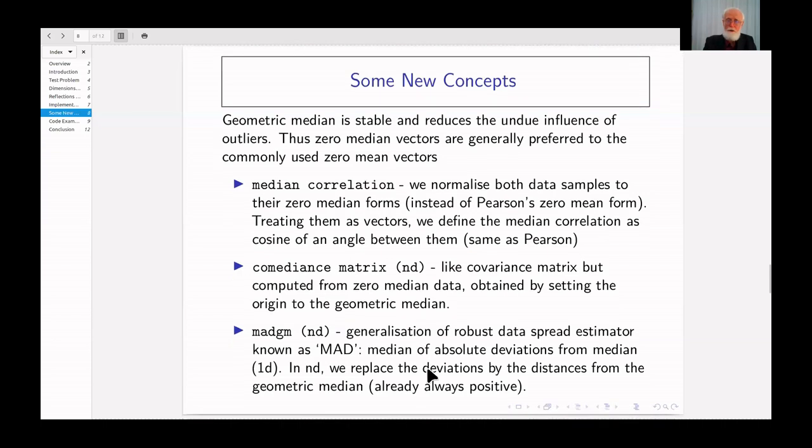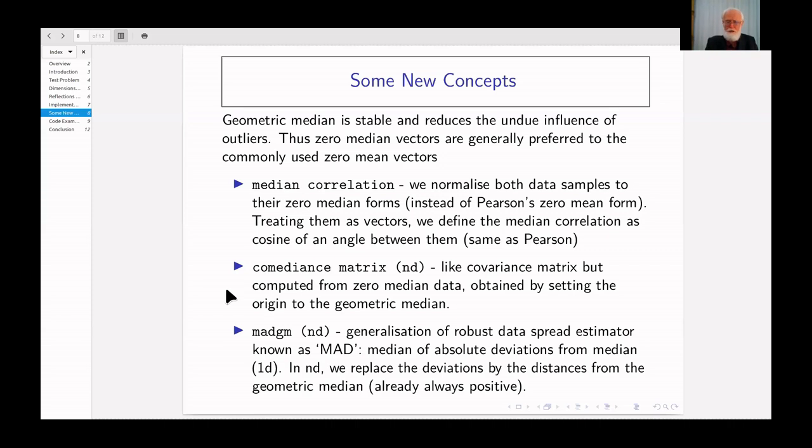All right, I'll introduce some new concepts in this great median correlation as opposed to, say, Pearson's correlation, where in effect we subtract the medians in order to normalize the two vectors instead of the mean as Pearson does. And then the correlation is just the angle between these two data collections interpreted as n-dimensional vectors. This is the same as Pearson's, in fact.